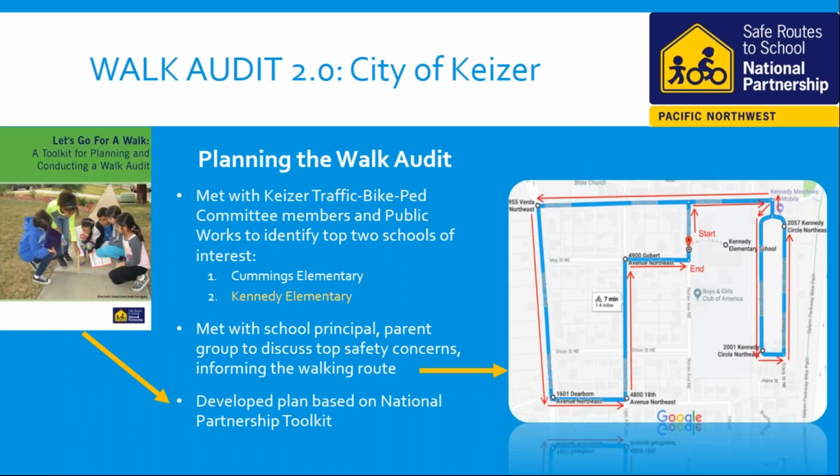So again, I started having conversations with the Keizer TBP committee as they were looking to identify projects of interest. We were able to identify the top 2 schools of interest for the community. That's Cummings Elementary and Kennedy Elementary Schools. Both are Title I. Cummings had long been on the radar of the Public Works Department and on their running to-do list of bigger infrastructure projects.